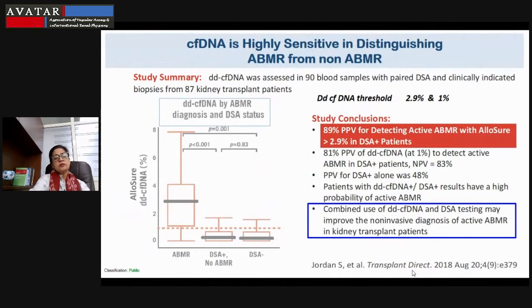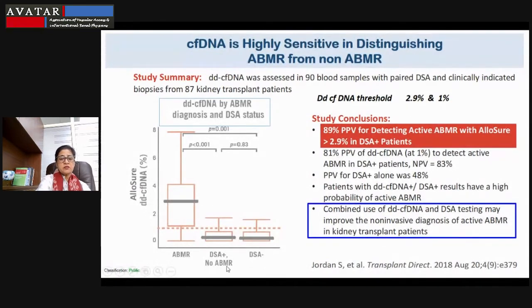Looking at the significance and the high sensitivity of the donor-derived cell-free DNA in distinguishing ABMR from no ABMR, they looked at a cell-free DNA threshold of 2.9% and 1%. At 2.9%, in patients who were DSA positive, the positive predictive value of distinguishing between the ABMR and no ABMR group was 89%, whereas it was 81% when the values were taken at 1%. Now, if you look at this, the ABMR group, the values here were far above 2%, it was almost 2.9 or 3%.